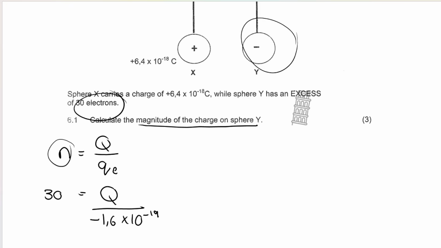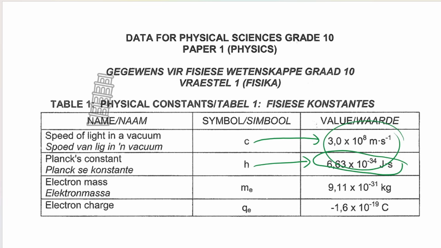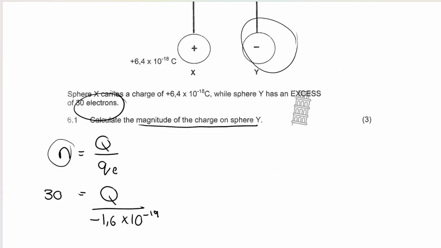And you could say, ma'am, where did you get that from? It's given to you on your formula sheet. There it is. Negative 1.6 times 10 to the negative 19. So that'll always be given to you. It's a constant. Use brackets, please.